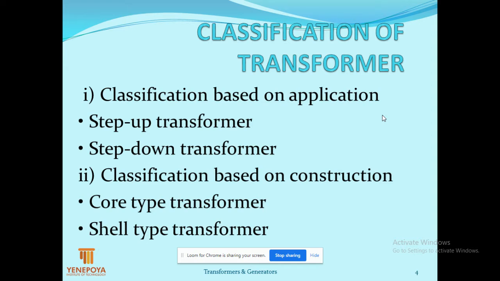In a step-up transformer, the number of turns on the primary is smaller than the number of turns on the secondary. In a step-down transformer, the number of turns on the primary is greater than the number of turns on the secondary. This is the first classification. Second classification, depending upon the construction: core type and shell type transformer. We will see one by one.